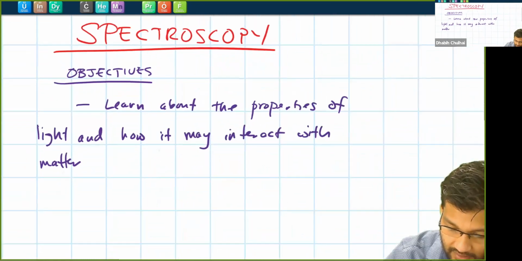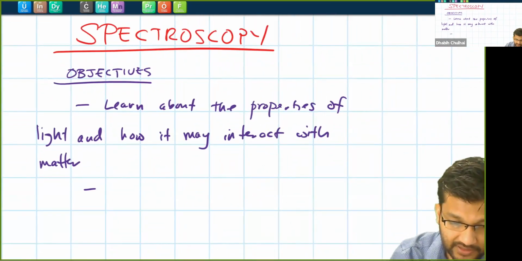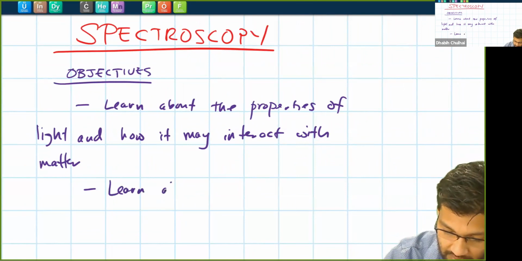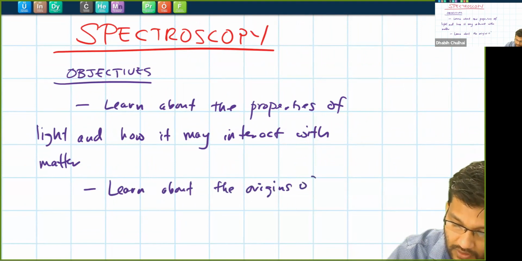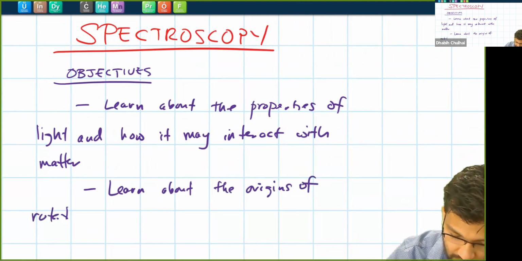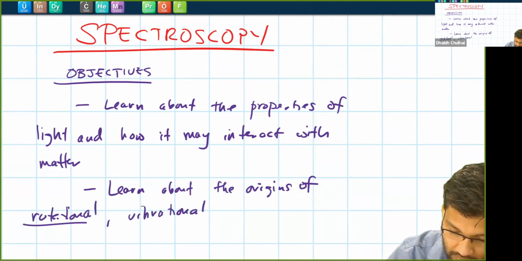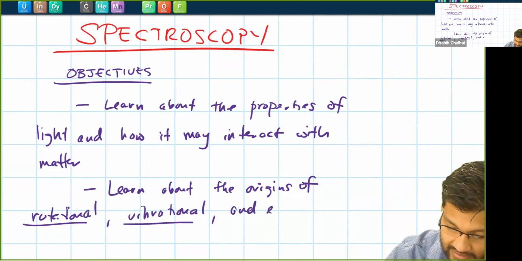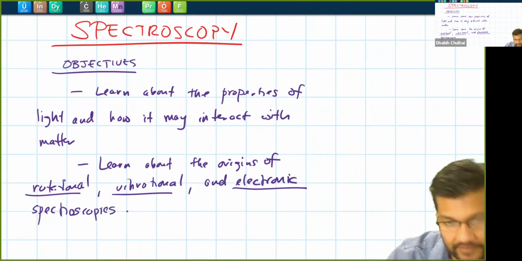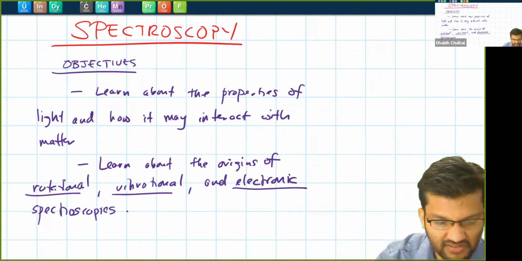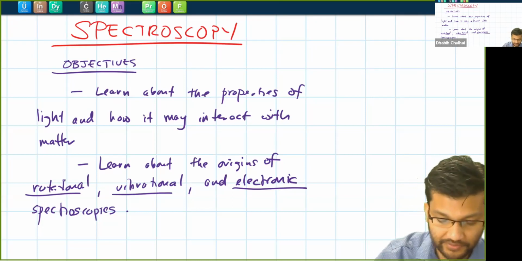And I'm gonna just talk about 3 kinds of spectroscopies. So we're gonna learn about the origins of rotational, vibrational, and electronic spectroscopies. There are many other types of spectroscopies, but we're not really going to focus on those. I'm going to try to keep this pretty straightforward.